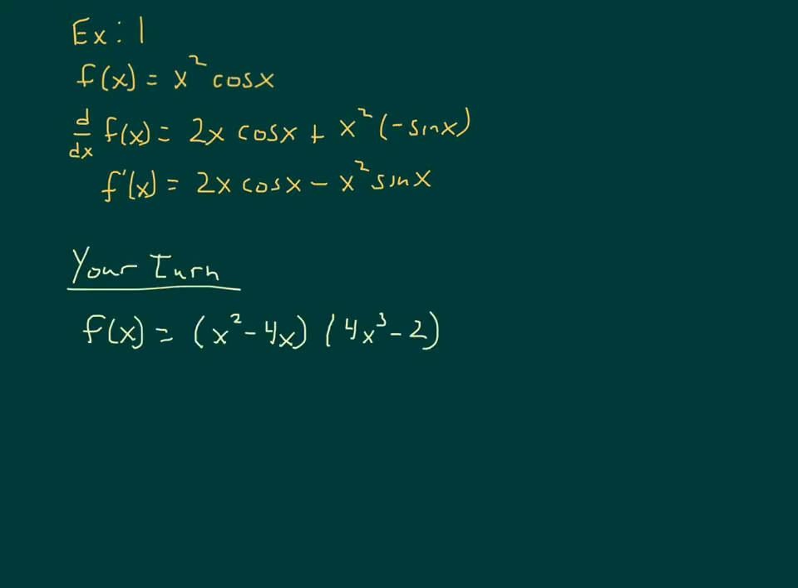Now let's take a look at a problem for you to do. In this case, we have f of x is equal to the quantity x squared minus 4x times the quantity of 4x cubed minus 2. What I would like you to do is pause the video and find the derivative of f, find f prime, using the product rule on this problem. So pause the video, find the derivative, and once you come back, we'll go through and look at what you did.